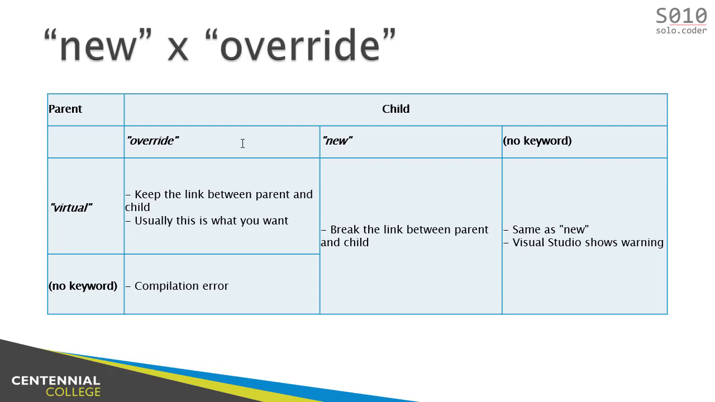It's good to have this little table handy, easily accessible, because you can quickly see what are the different combinations that you can have. I can tell you this, we're going to focus most of our efforts around this scenario, virtual and override. And the last example that I provided, where the parent has no keyword and the child has the new keyword. But this gives you a summary of the different combinations that you can have.